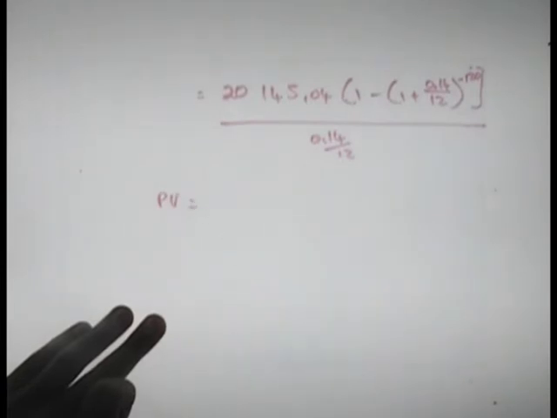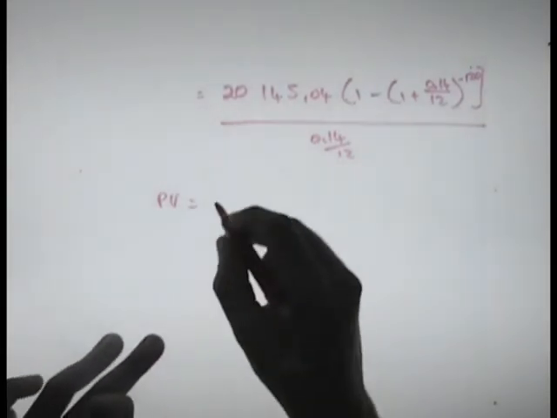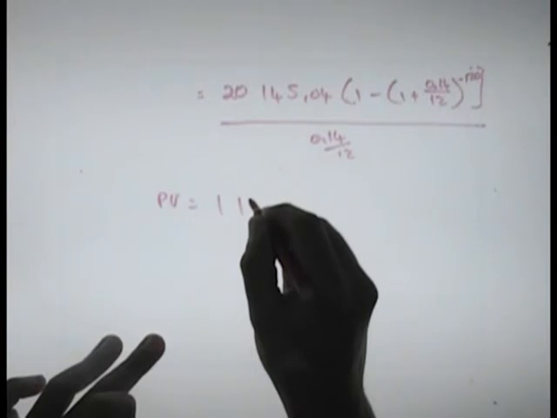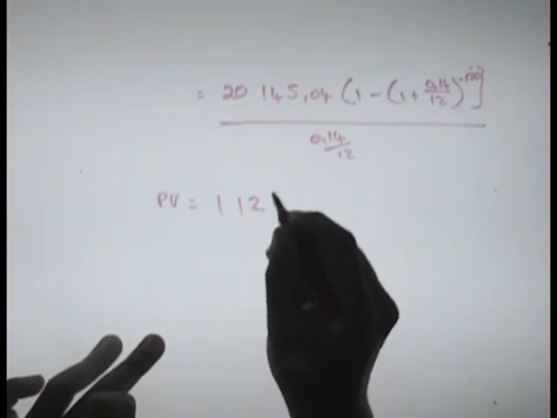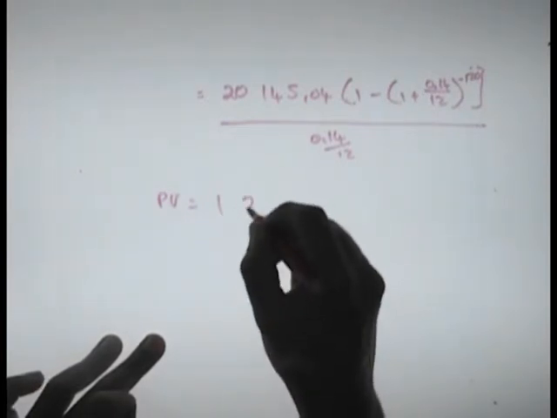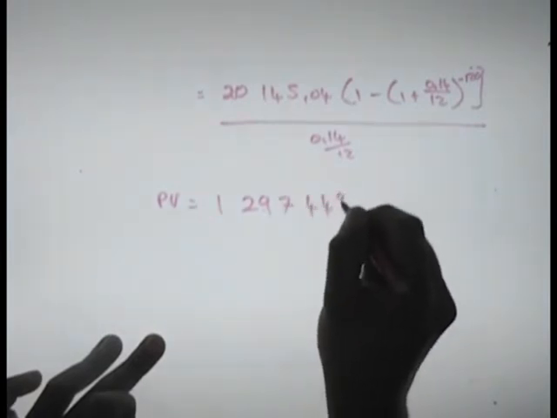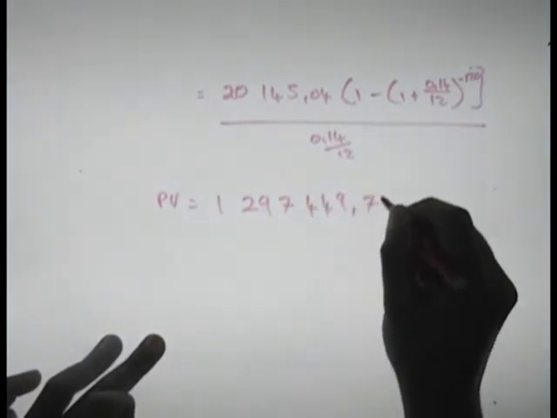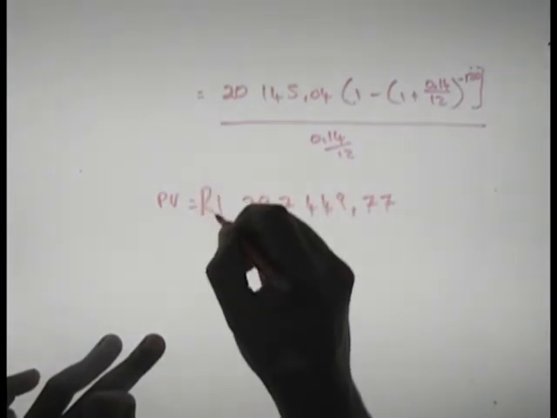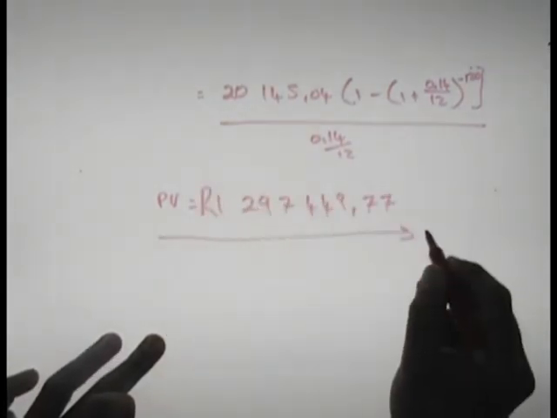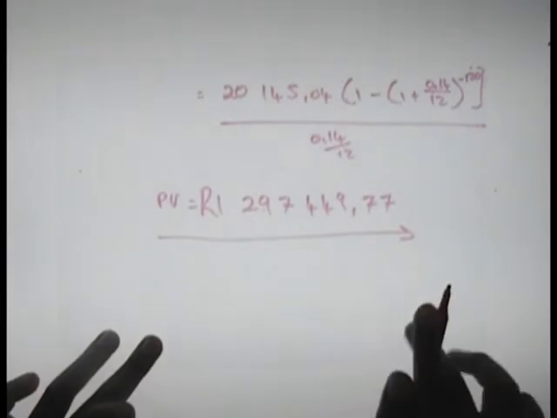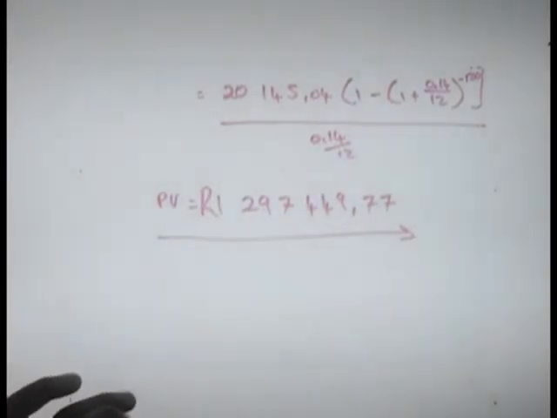Present value of the loan at 10 years time is going to be 1,297,449 Rand and 77 cents. This is going to be the value of our loan, or the amount outstanding after 10 years, or rather with 10 years remaining.